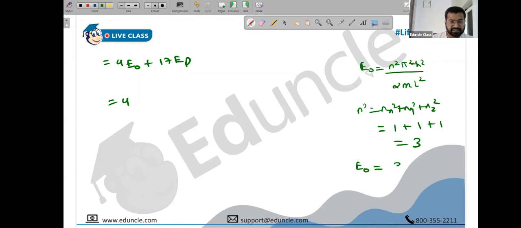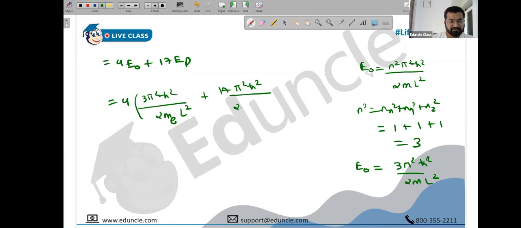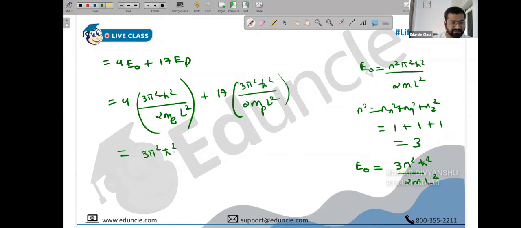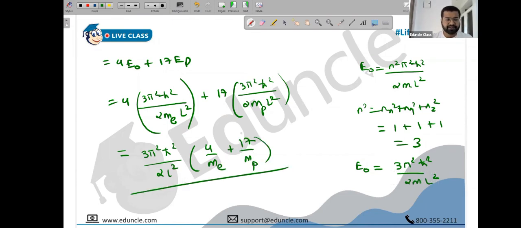So the value of the ground state is 3 pi square h square upon 2 m L square. This is for the ground state. So we can substitute 3 pi square h square upon 2 into mass of electron L square. And similarly, 17 pi square h square upon, here also we can write 2 into mass of proton L square. So the answer would be, you can take 4, you can take 3 pi square h square. Sorry, small correction. I cannot put bracket. Or if I want to put bracket, then it should be something like this. Here also, 17 into what is the ground state energy? It is 3 pi square h square upon 2 m L square, but this is the mass of proton. So what we can do is we can take 3 pi square h square upon 2 L square common. We'll be left with 4 upon mass of electron plus 17 upon mass of proton. The expanded version of it. Make note.